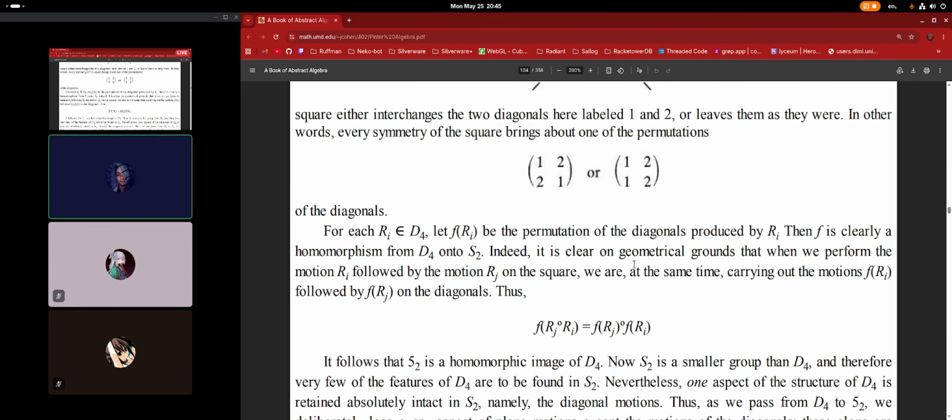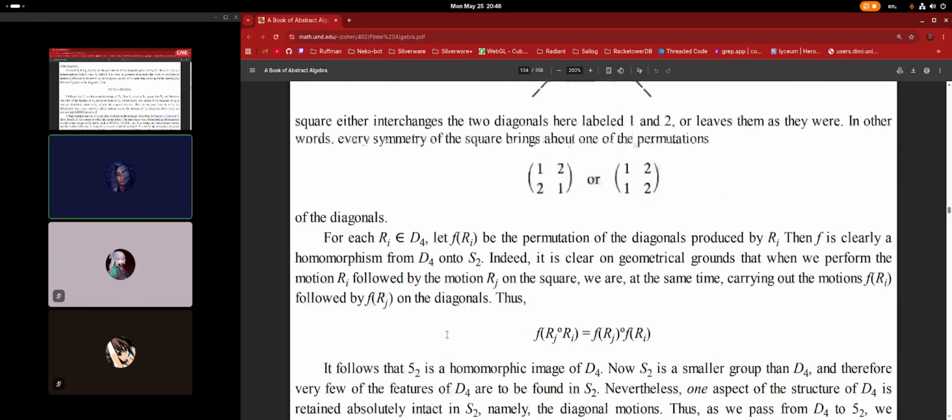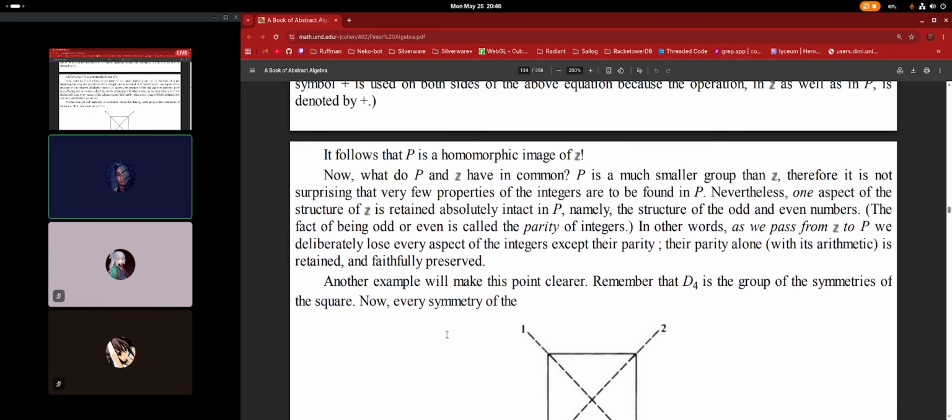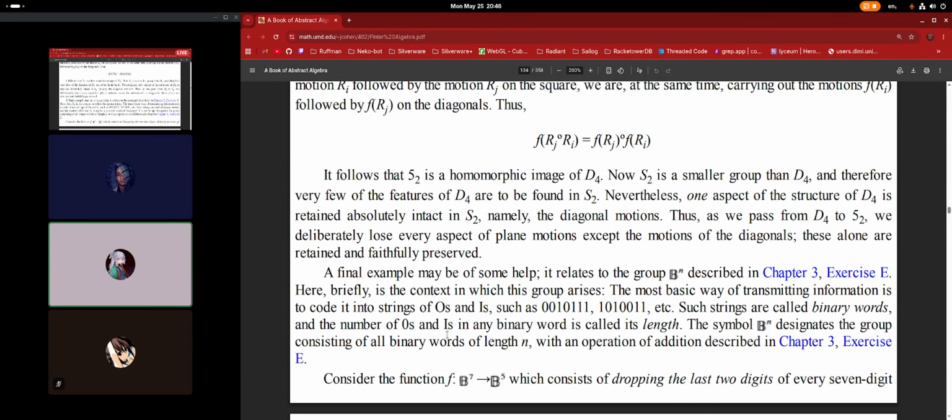Right, so indeed, it is clear on geometrical grounds that when we perform the motion Ri followed by the motion Rj on the square, we are at the same time carrying out the motions, the applied f versions of that. Yeah, and this is supposed to be an S. What is happening? This chapter is very broken. Yeah, there are quite a few typos in this particular section of the book. That's weird. It follows that S2 is a homomorphic image of D4.